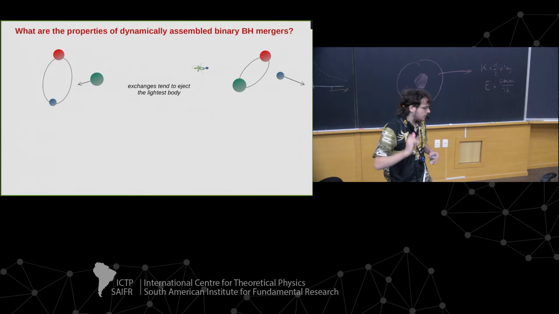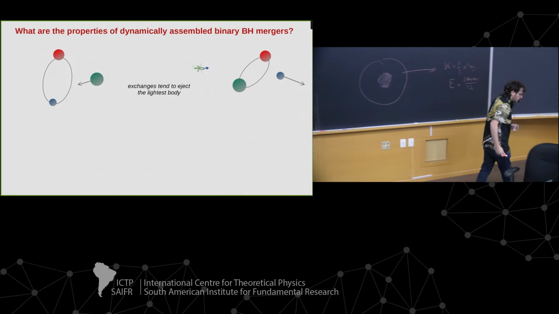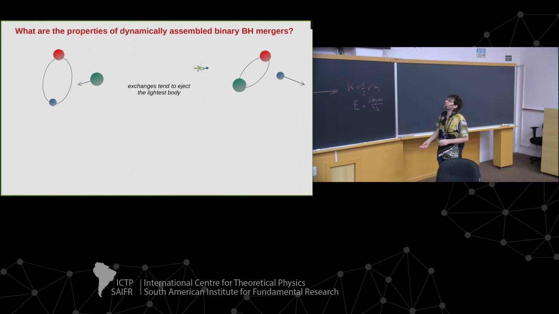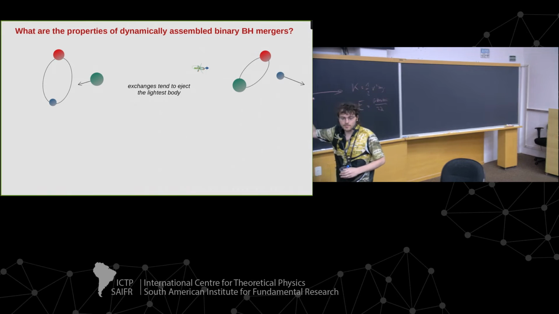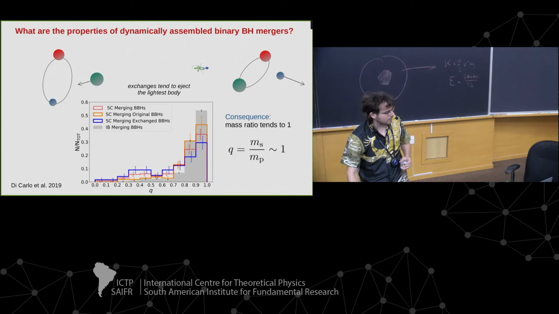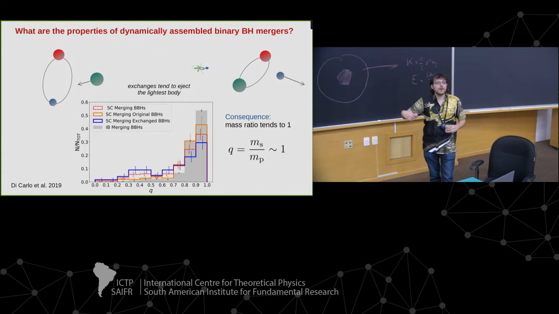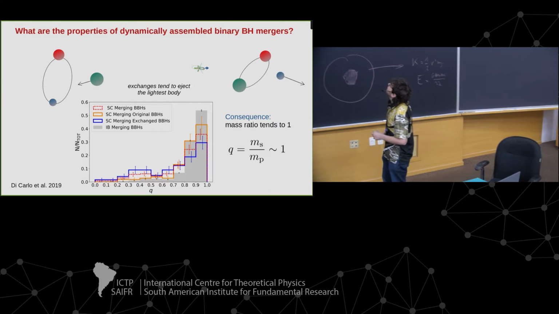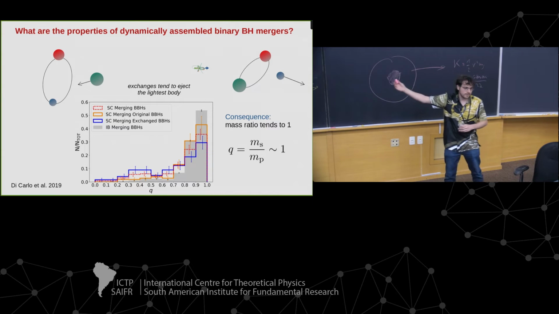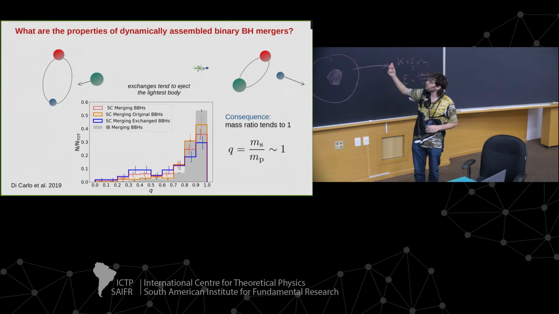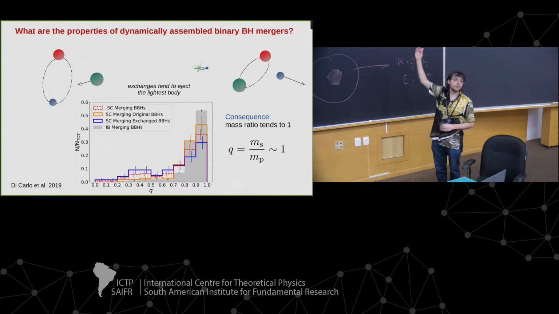Given this process, we can imagine what the properties of mergers from this channel are. One main property is that when you have this chaotic three-body encounter, you tend to eject the lightest body. You keep the most massive ones, because it's easier to eject lighter particles. So in reality, the distribution of mass ratios for the binaries that remain tends to be close to 1.